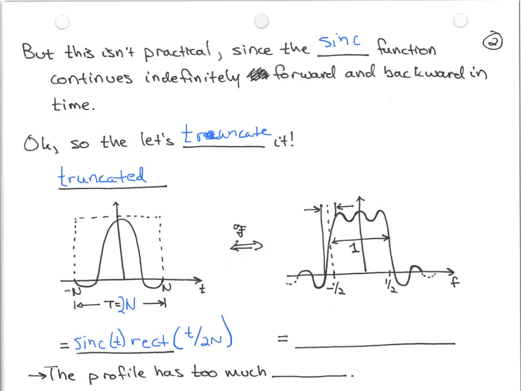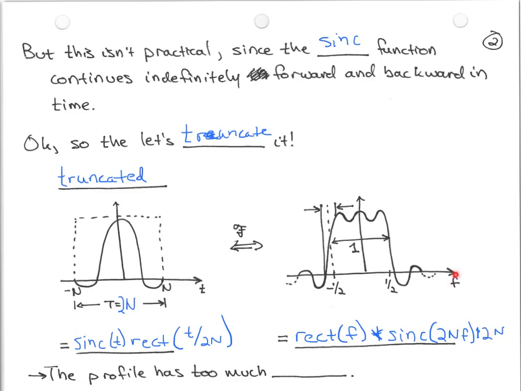Because these two functions are multiplied in the time domain, they are going to be convolved in the frequency domain. So then you're going to get rect of f convolved with sinc of 2 times capital N times f, times 2N. The rect is the Fourier transform of the sinc, and the sinc is the Fourier transform of the rect. And because they're multiplied in one domain, they're convolved in the other.